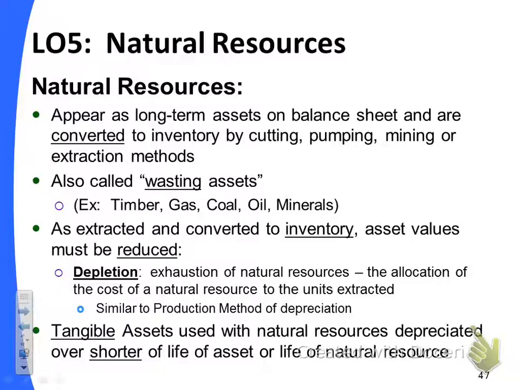These are also called what we say wasting assets. Timber, gas, coal, other minerals, okay? They're going to be wasted as they're extracted and converted into inventory. So as we deplete or exhaust these natural resources, we transfer them from a long-term asset into an inventory asset through the process of depletion. And as the assets are used with natural resources, they're depreciated over a shorter life of the asset or the natural resource.